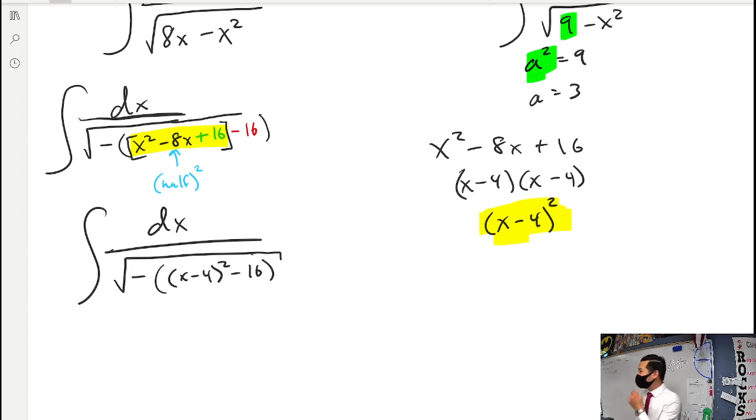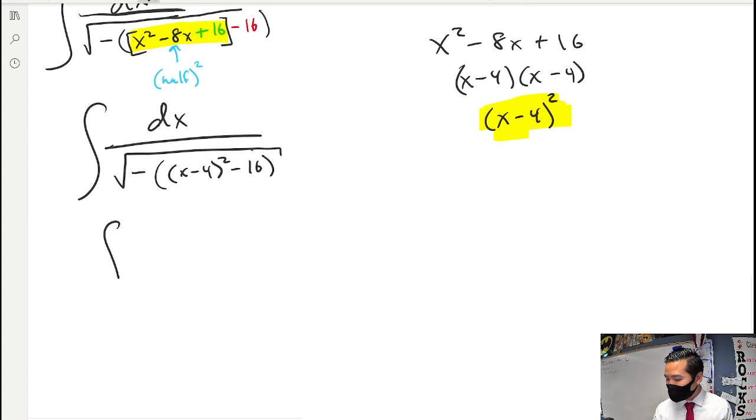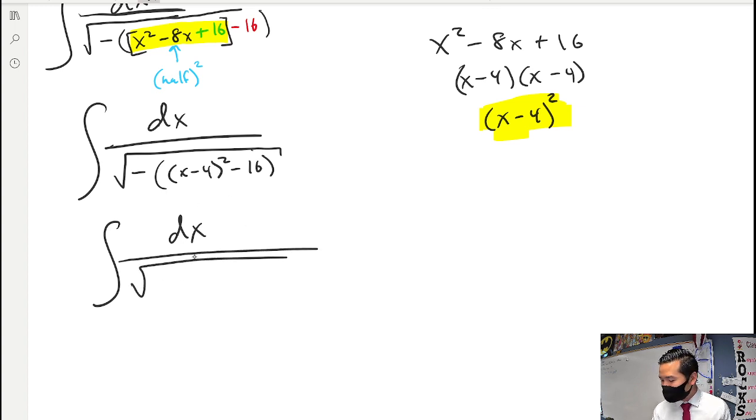Now check this out. This gets even weirder. Because you pointed out, right, Jasmine, that there's a negative sign in front now, yes? Guess what I'm going to do now? I'm going to put it back. So you know what that negative 16 is going to become? You know what this whole parentheses thing is going to have in front of it? So you ready for this? I redistribute that negative sign. We end up getting here dx over the square root of positive 16 minus x minus 4 squared.